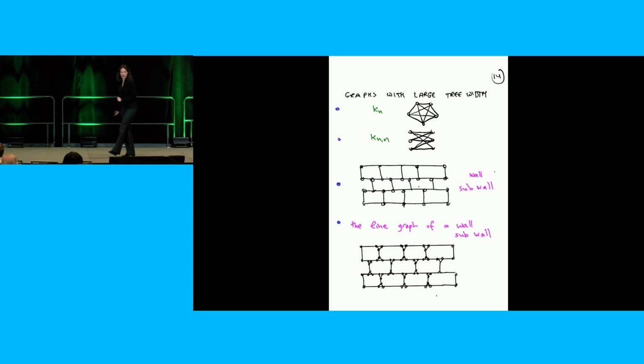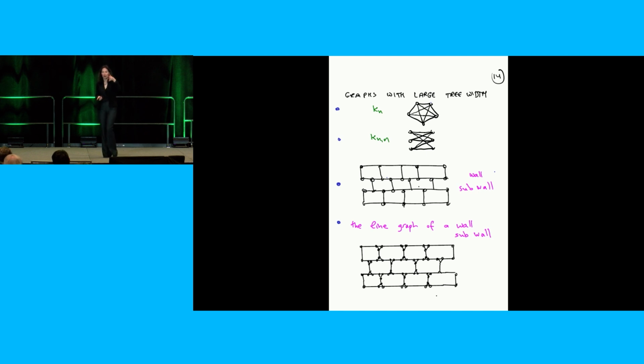The next bad candidate is the complete bipartite graph. So what's a complete bipartite graph? You take 2 stable sets of size n, and you put all the edges between them. So okay, that's a graph. With this graph, what happens in every tree decomposition? There's a bag that contains all of one side.